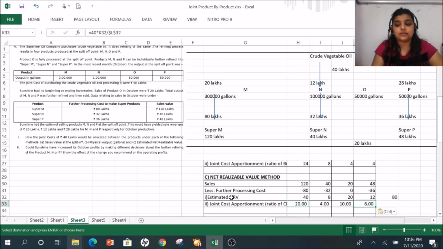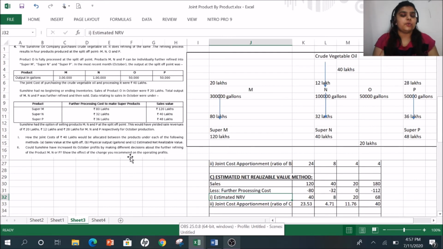Similarly for others as well, and if you see, the total here is 40 lakhs. So with this we are done with the first part. Part 2 is very interesting. Could Sunshine have increased its October profit by making different decisions about the further refining of the product MNP? This is a part of management accounting where you need to take a decision on further processing.